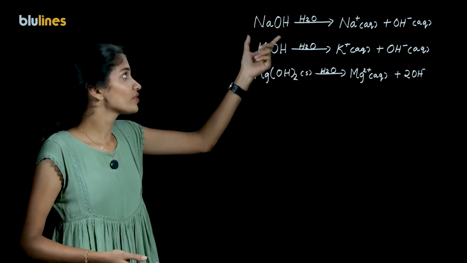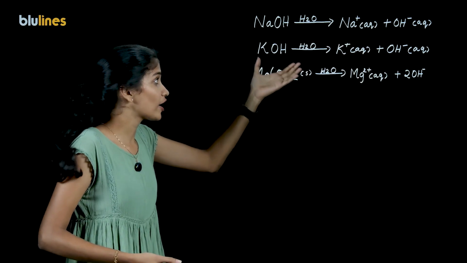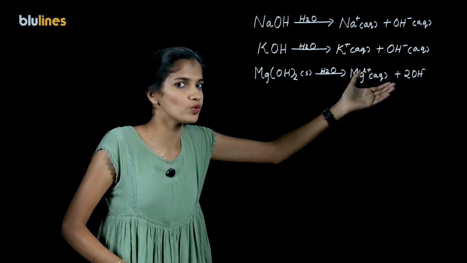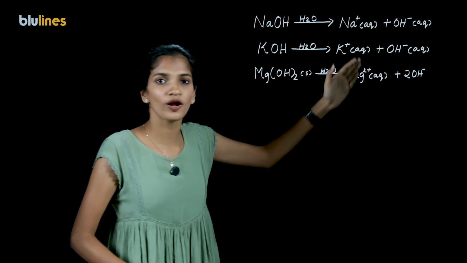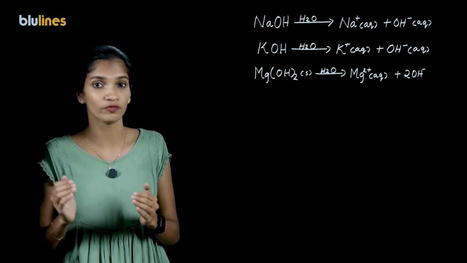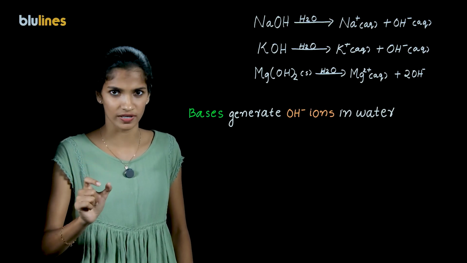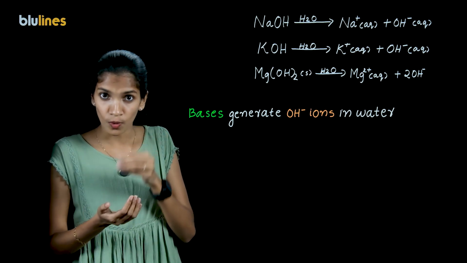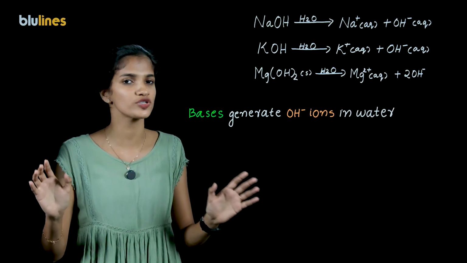Similarly, when any base is dissolved in water, just like in the case of acid, it gives us the corresponding ions. Here, NaOH when dissolved in water gives Na+ along with OH- ions. KOH gives K+ and OH- ions, and Mg(OH)2 gives Mg2+ and 2 OH- ions. Here, as you can see, OH- ion is common in all these three reactions. That is, bases generate OH- ions in water. But do not think that all bases give us OH- in water, because only certain bases are soluble in water. Those bases which are soluble in water are known as alkalis, and those alkalis will give us OH- ions in water.